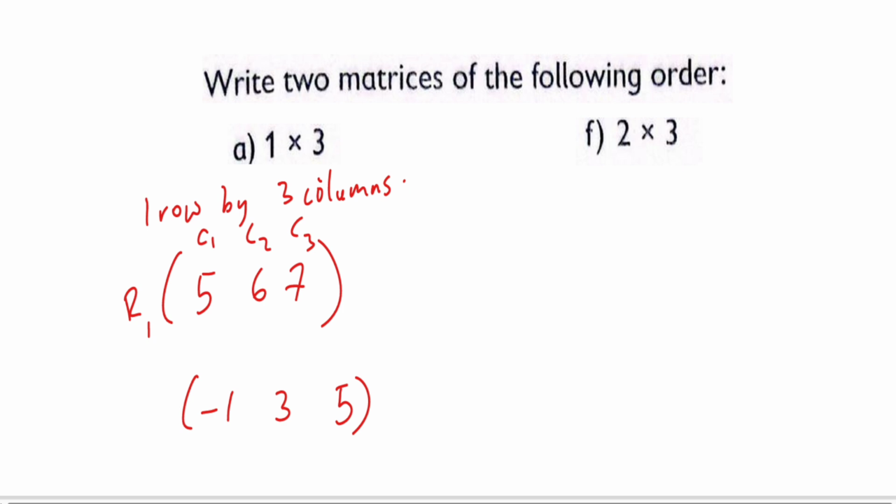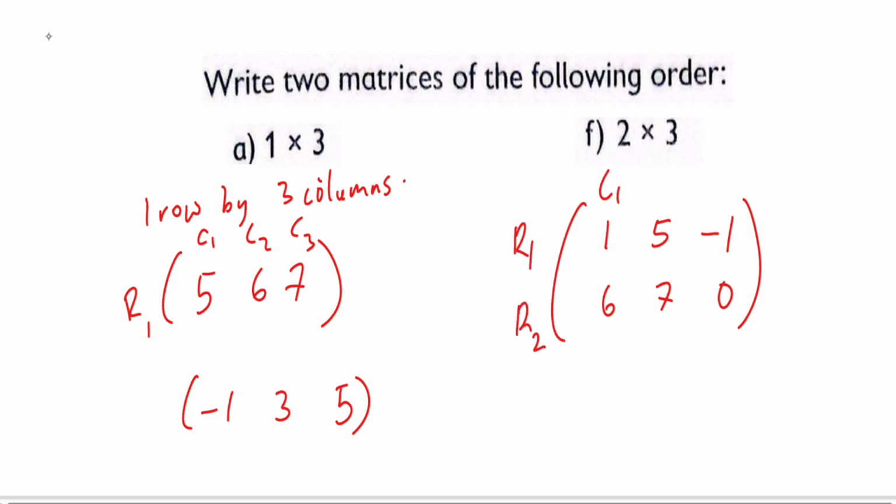The other question, pause it and do it. Now for this question, we have 2 rows and 3 columns. So 2 rows and 3 columns. Let's say now we have 1, 5, -1, 6, 7, and 0. This is 2 rows, sorry. Row 1, row 2, but 3 columns.